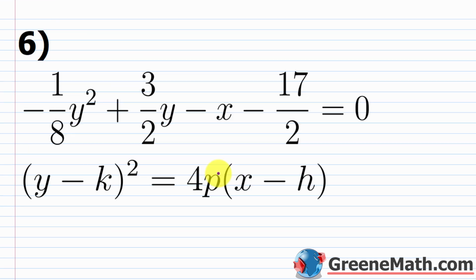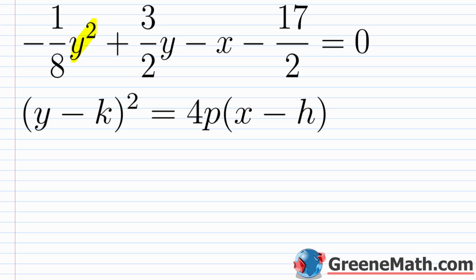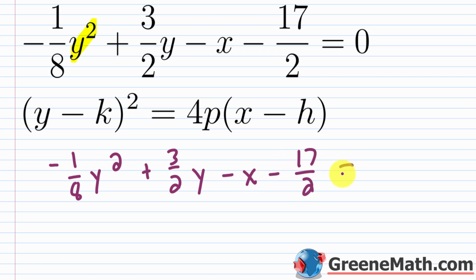All right, let's take a look at problem 6. So we have negative 1/8 y squared plus 3 halves y minus x minus 17 halves is equal to 0. So this has y squared in it. So that tells me this is a horizontal parabola. And so we're going to use this form right here. Let me just copy what we have. So negative 1/8 y squared plus 3 halves y minus x minus 17 halves is equal to 0.